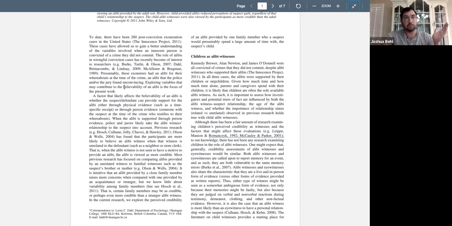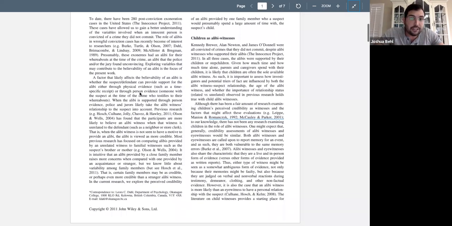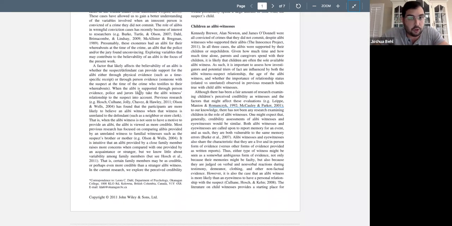Exploring variables that may contribute to the believability of an alibi is the focus of the present work. So now we want to know, what is it about alibis that might make them more or less believable? Now, that's still pretty broad because the believability of an alibi could be 100 different things. We're still kind of up in this part of the martini glass, right? And so a factor that affects the believability of an alibi is whether or not the suspect or defendant can provide support for the alibi through physical evidence or through person evidence.